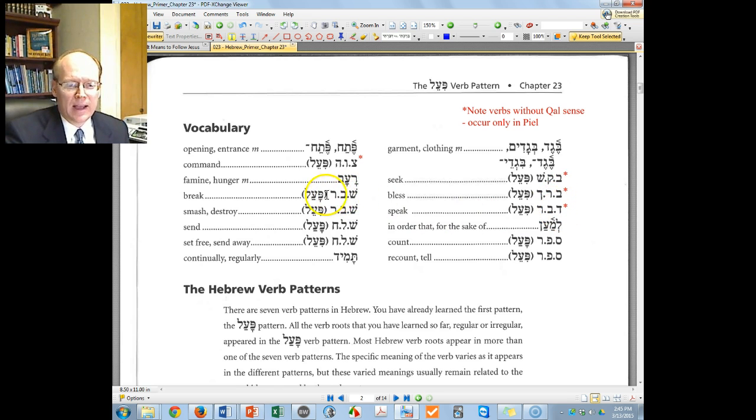Whereas shabar has the Qal form, which they call pa'al, and it has a Piel form. The Qal means to break, the Piel means to smash or destroy. Shalach in the Qal means to send. Shalech in the Piel means to set free, send away. Safar in the Qal means to count, and sifer in the Piel means to recount or tell. So some verbs have both Qal and Piel forms, others have only Piel forms. You ought to note that.